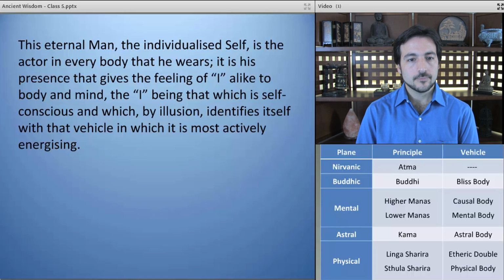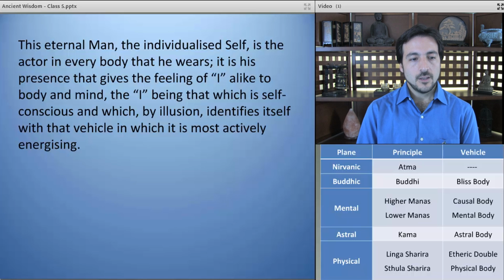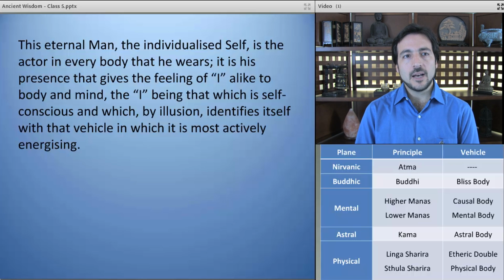The eternal man, the individualized self, is the actor in every body that he wears. It is his presence that gives the feeling of I, alike to body and mind, and the I being that which is self-conscious and which by illusion identifies itself with that vehicle in which it is most actively energizing. So in the Theosophical view, the body itself has a series of activities, but the body doesn't have a sense of I-ness.